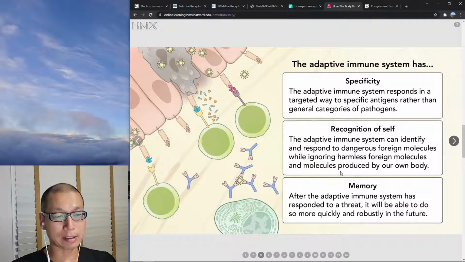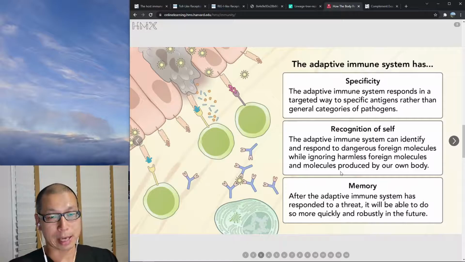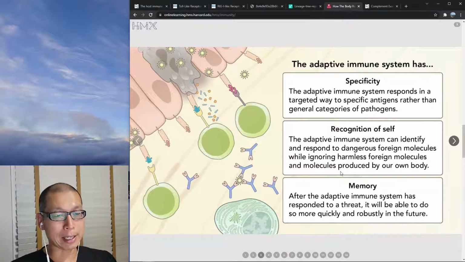It recognizes itself. What you don't want is your immune system to attack you, so your body has ways of getting rid of the cells that attack itself. If a T cell has a T cell receptor that attacks your own proteins, your body will get rid of it, or it should get rid of it. When it doesn't, that's when you run into what are called autoimmune diseases. So it recognizes itself, and then it has memory.